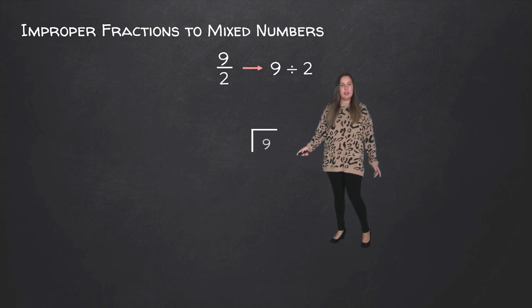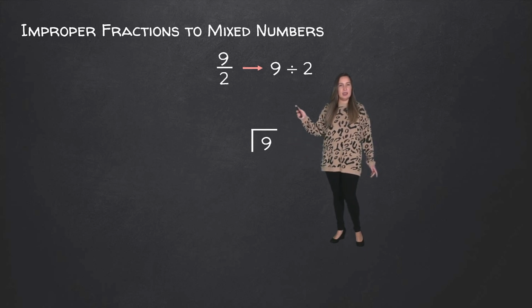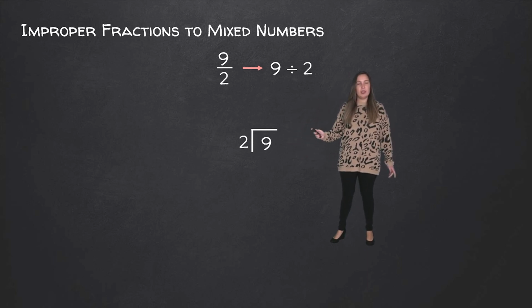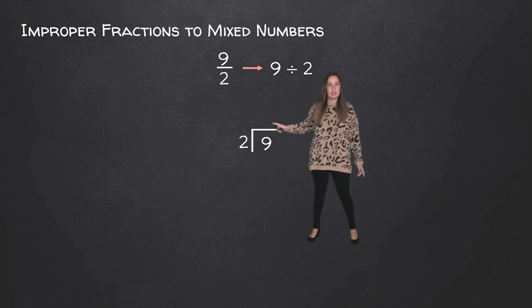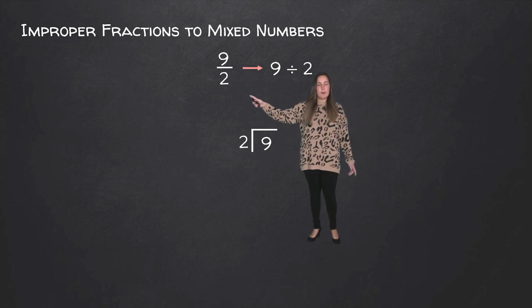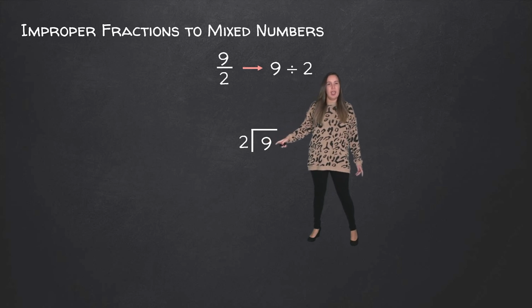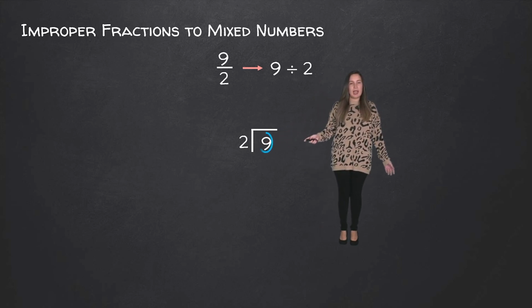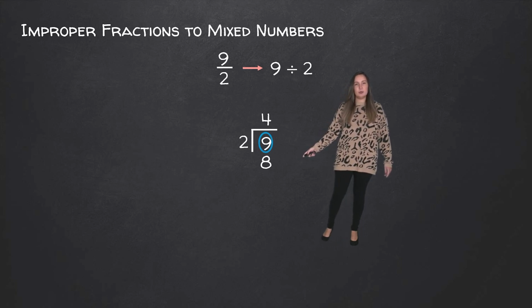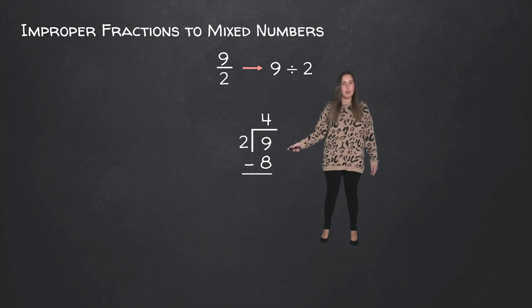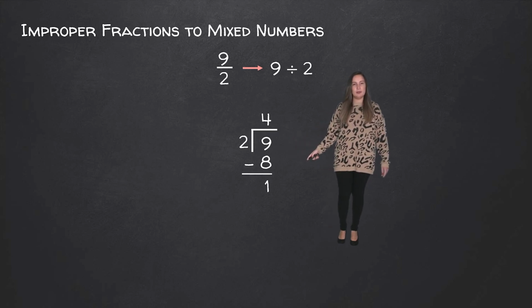So we take our dividend, which is 9, and write that on the inside. And then we take our divisor, which is 2, and write that on the outside. So the numerator essentially is our dividend, and our denominator is essentially our divisor. And then we just divide. So we ask ourselves, how many times does 2 go into 9? Well, 2 goes into 9 4 times, because 2 times 4 is equal to 8. So we write the 8 here, and then we subtract these two numbers. So 9 minus 8 is equal to 1.